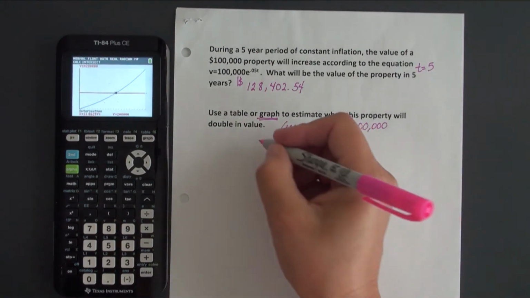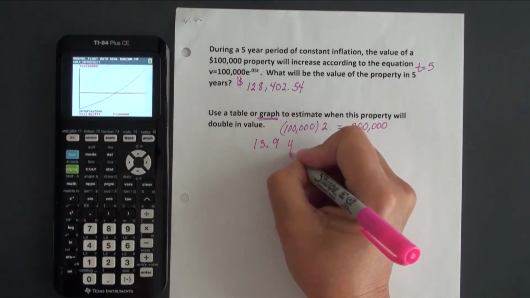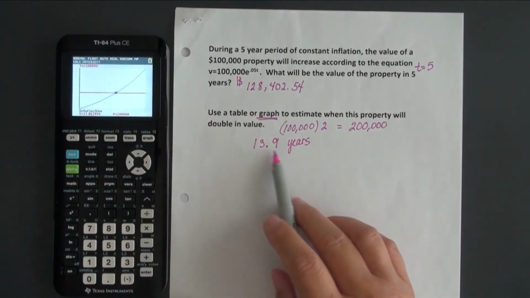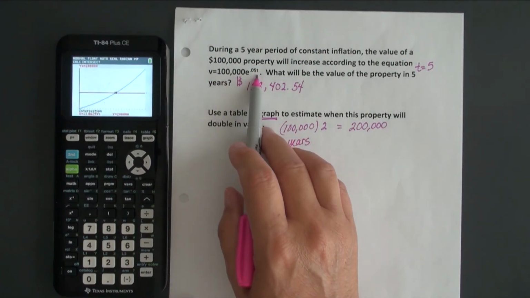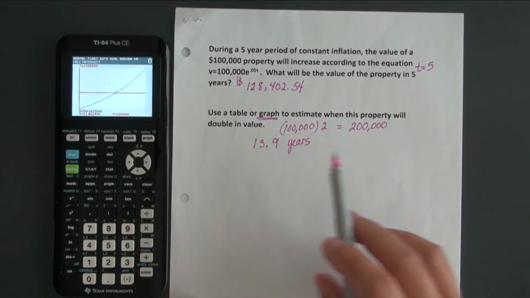And I get 13.9 years. So approximately you have to have the house 13.9 years according to this equation in order for the value of the house to double.